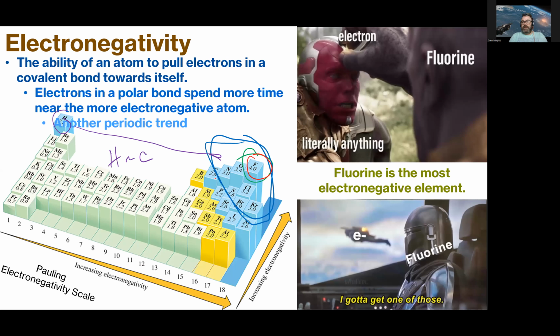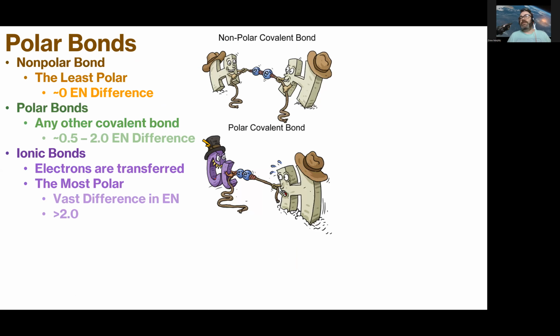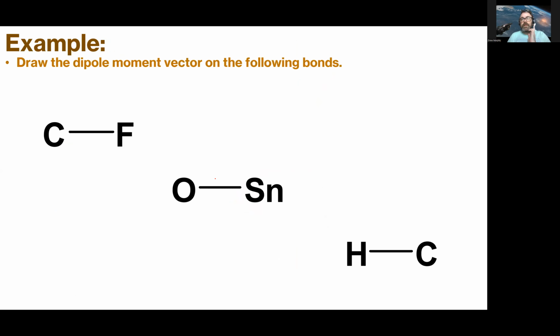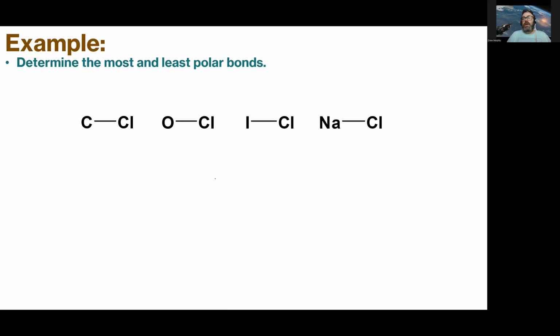Fluorine being the most electronegative and going lower from there. So if they're physically far away on the periodic table, then they're likely to have a very large difference of electronegativity. So the farthest ones are sodium and chlorine. These guys are going to be the most polar, right? This is actually ionic.